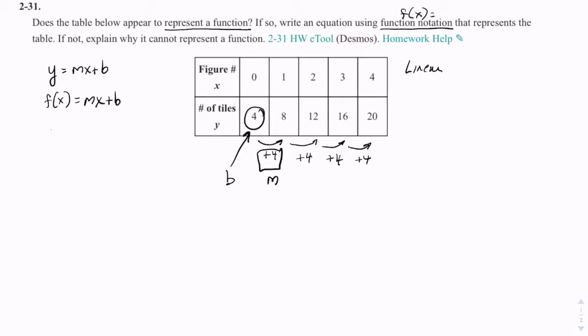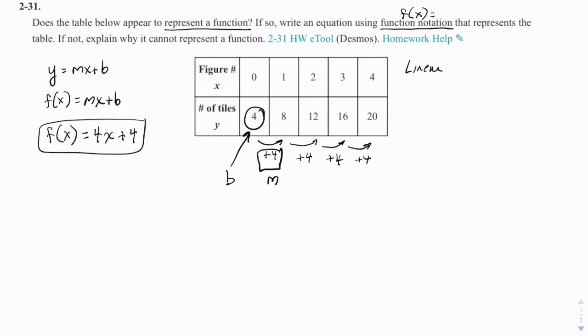So we could write the function now as f of x equals m, which is 4, x plus b, which is also 4. And there would be the rule in function notation.